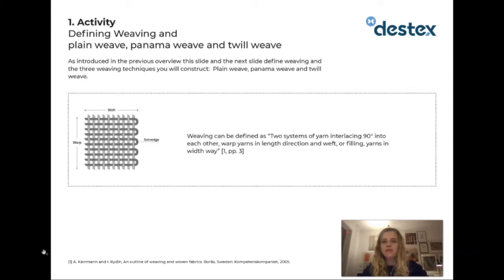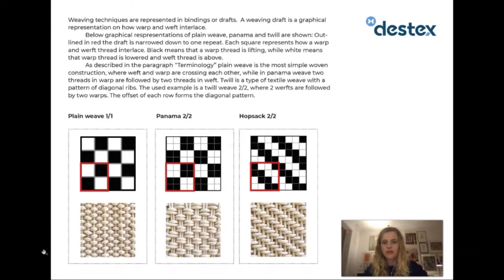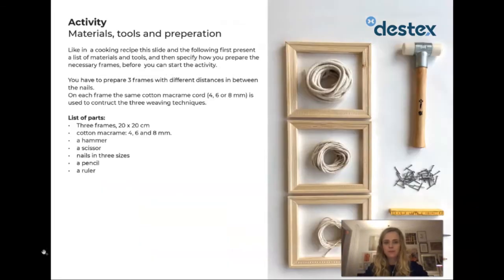Weaving. Weaving can be defined as 2 systems of yarn interlacing at 90 degrees into each other. Warp yarns run in the length direction and weft or filling yarns in the width direction. Here you can see the 3 bindings: plain weave, Panama weave, and hopsack.